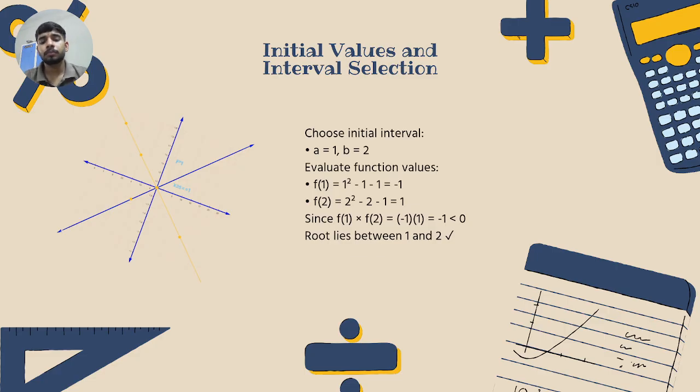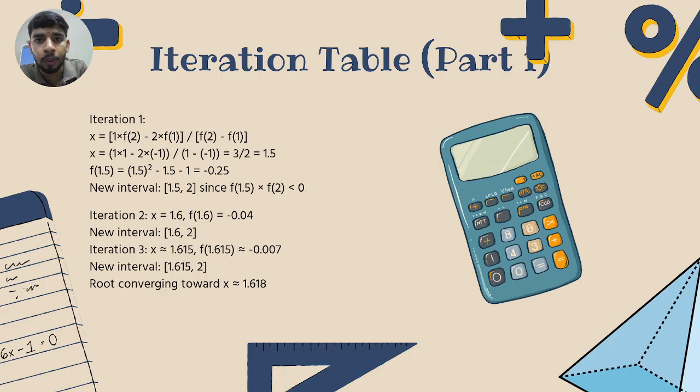Now, the initial values, or initial guess, or interval selection. As we have seen, the condition is that f(a) times f(b) should be less than 0, or negative. So we can easily identify that for f(1) or f(2), one value should be negative and one value should be positive. So here we choose the initial guess a equals 1 and b equals 2, as we took in the bisection method, and evaluate the function, and it satisfies the condition, so the root lies between 1 and 2.